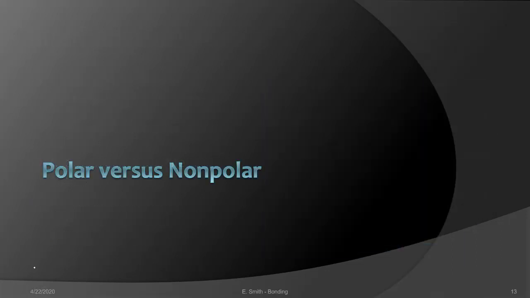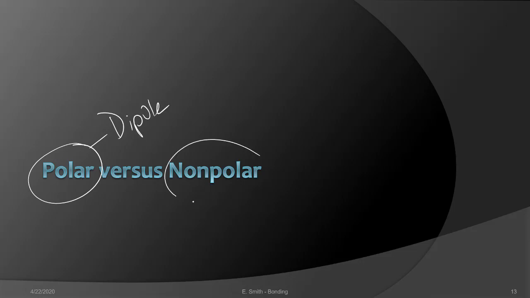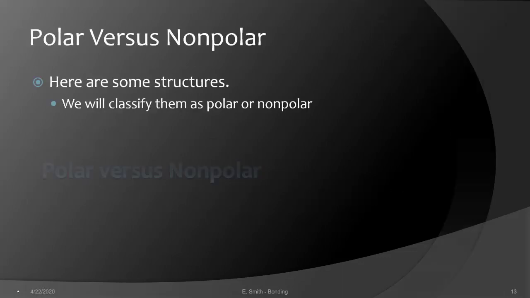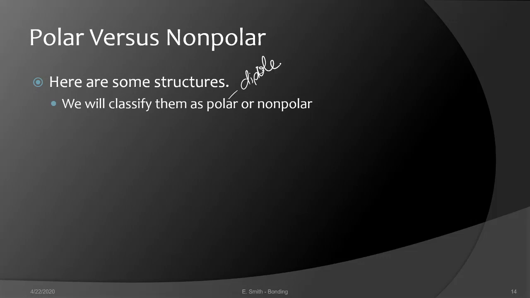I want you to remember this, okay, and associate this. Polar means dipole. Nonpolar means no dipole. So let's take a look. I want you to help me. Again, polar means that it has a dipole, an unequal sharing of the electrons. One end is slightly negative, the other end is slightly positive. Nonpolar means that there is no dipole.